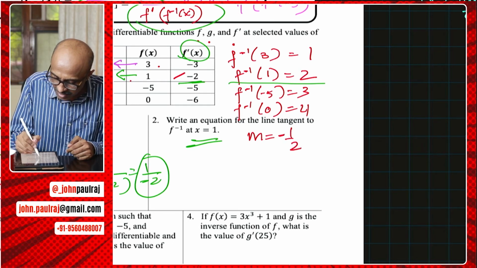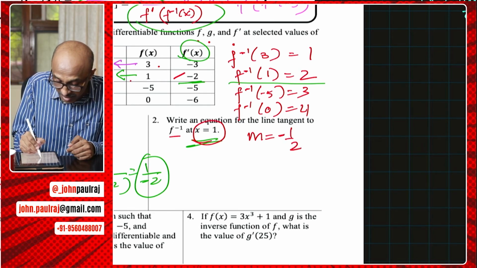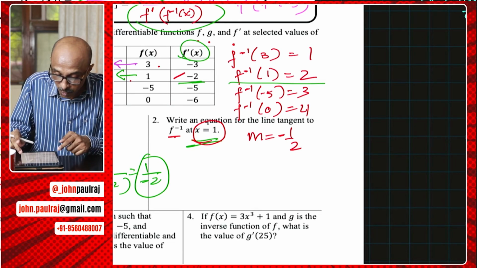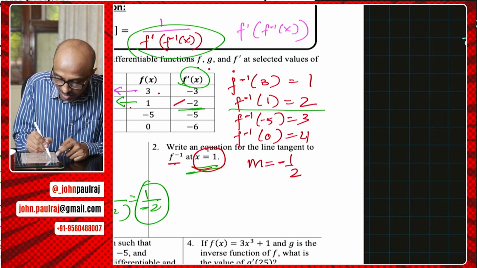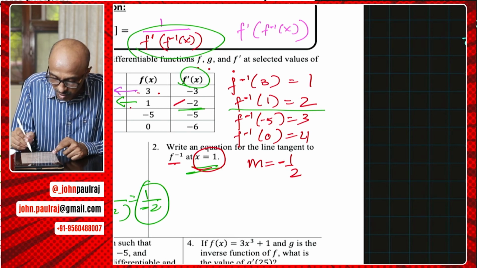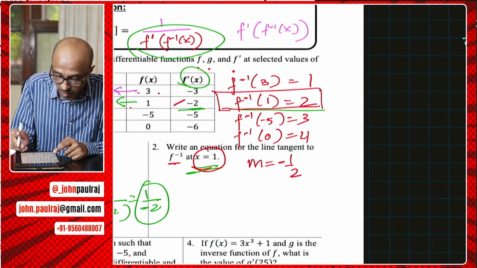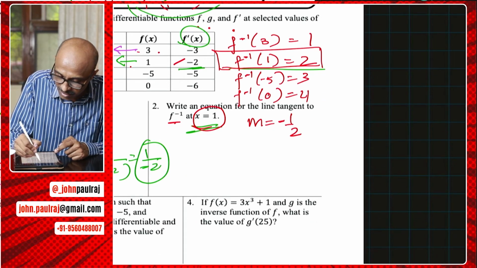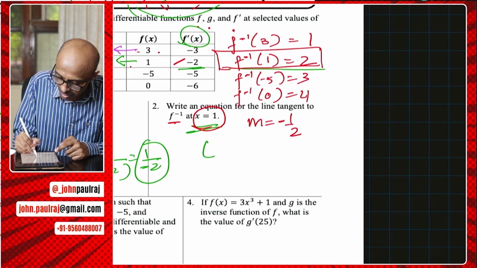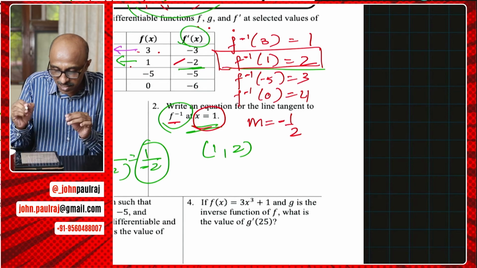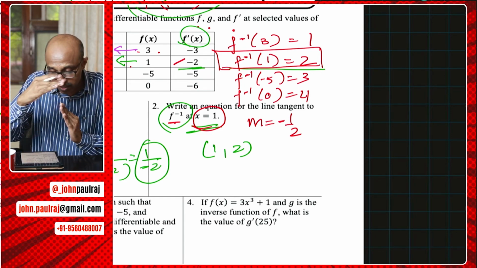And remember they said at x is equal to 1, for the function f inverse. So don't get confused and take these values for f; we're looking at f inverse, which means we're looking again here, for this value. So when x is equal to 1, the value of y must be 2. So the point we're looking at is (1, 2), because the tangent we are looking for is tangent to f inverse.